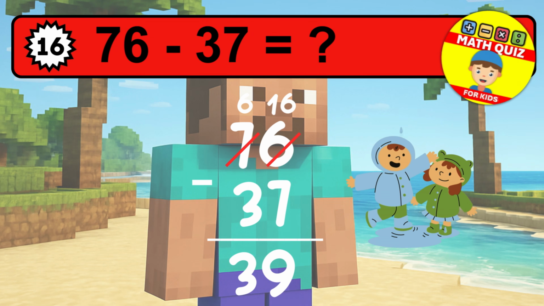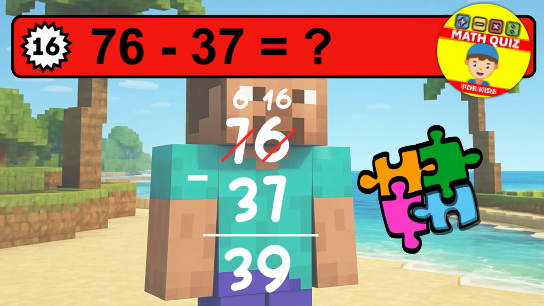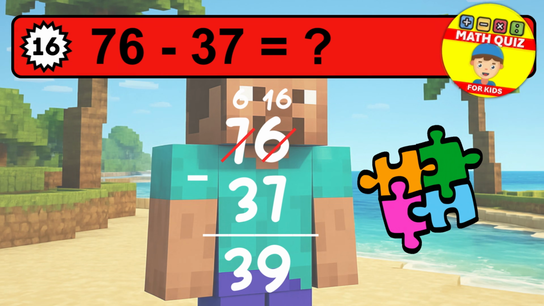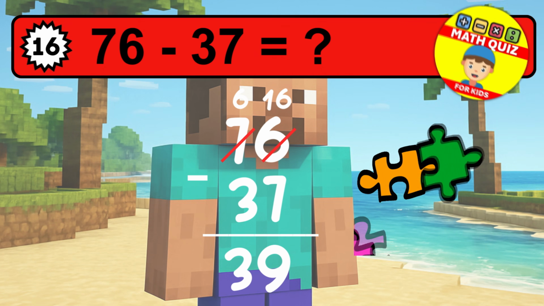Now we subtract. 16 minus 7 is 9. Then we go to the tens. 6 minus 3 is 3. The final answer is 39.